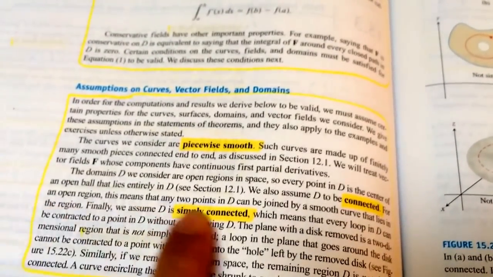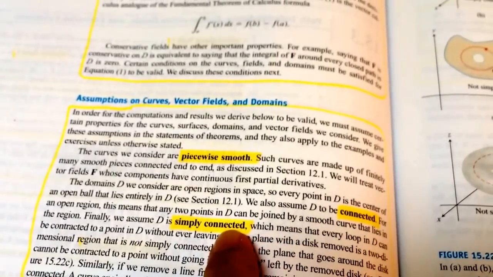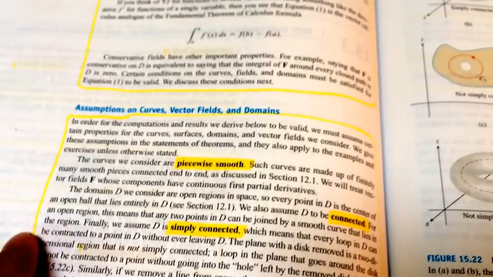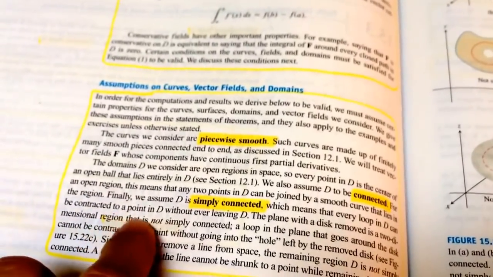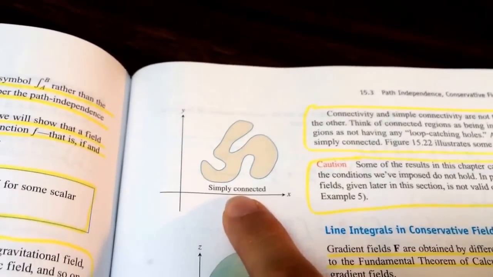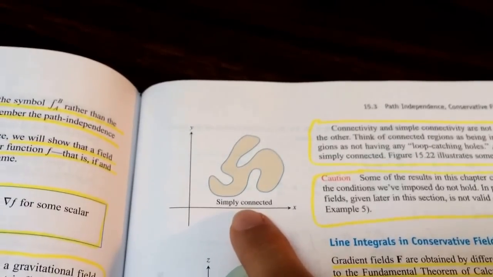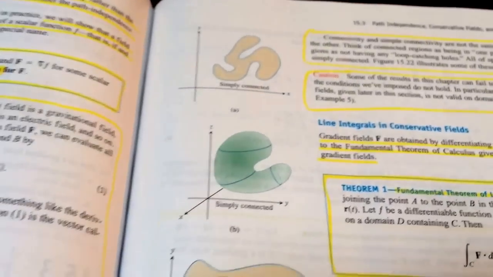Okay, and then simply connected, here's the definition. I'll tell you a better way to think about it in a second, but here's the definition. Every loop in the region or the surface can be contracted, so gets squished in, to a point in D without ever leaving D. So here, this is simply connected because any 2 points in the region can be joined by a curve that lies in the region. That's two-dimensional. Here's a simply connected surface that's three-dimensional.